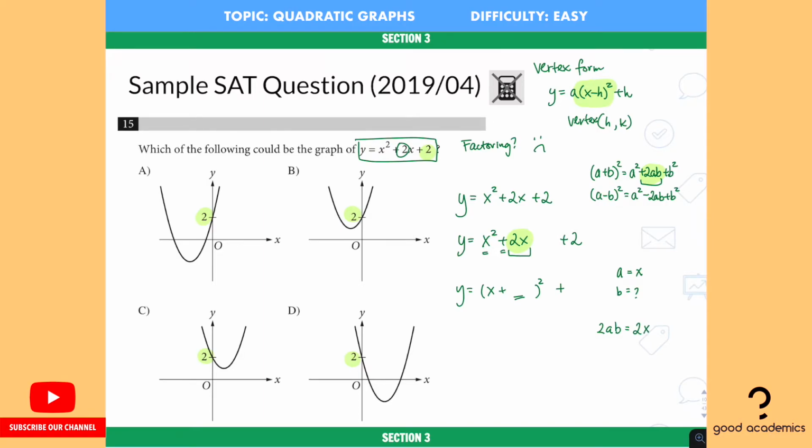Well, we know the 2 is just 2, so you get rid of them. And we know a is equal to x, so we can get rid of them. Well, what's left? b is equal to 1.